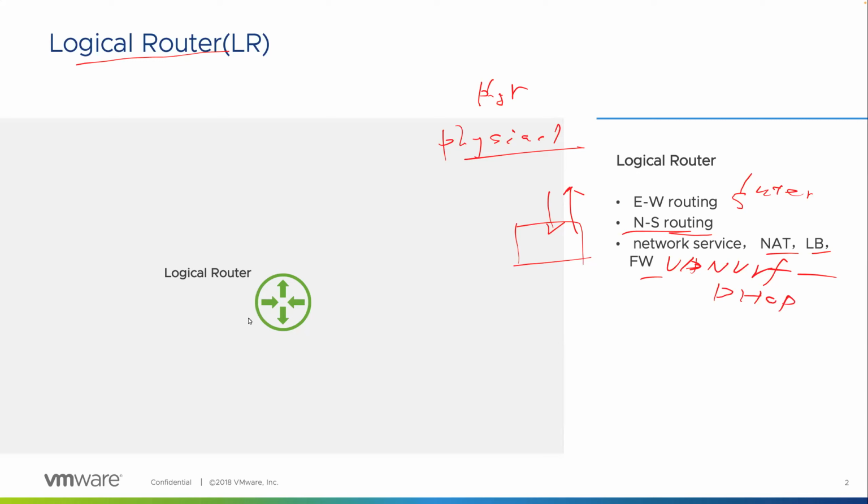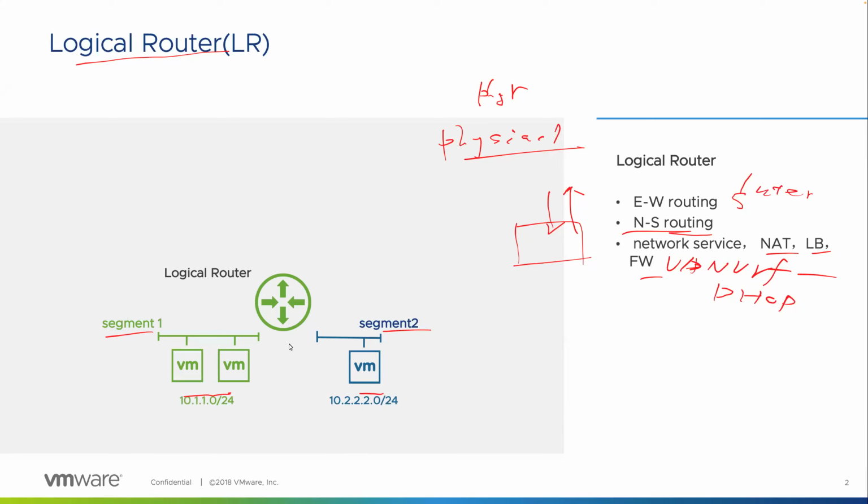Here we give you an example of a logical router. We have two segments and some VMs, and the purpose is for those VMs to talk with each other. So why a routing function? Because here there are two subnets.